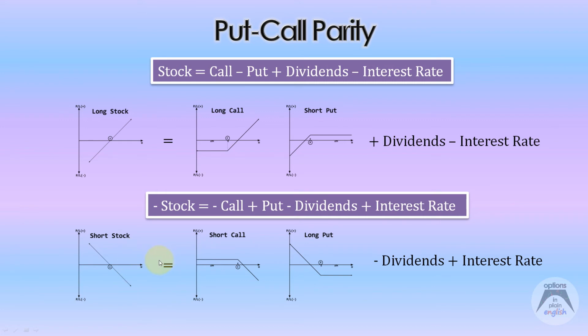Okay, so short call and long put minus the dividends and plus the value for the interest rate is going to be equal to the short stock. So this is the first way that we can see how we can start using put-call parity in our actual trades.